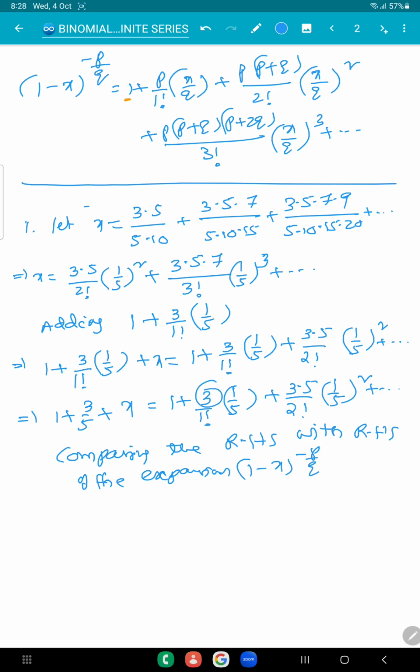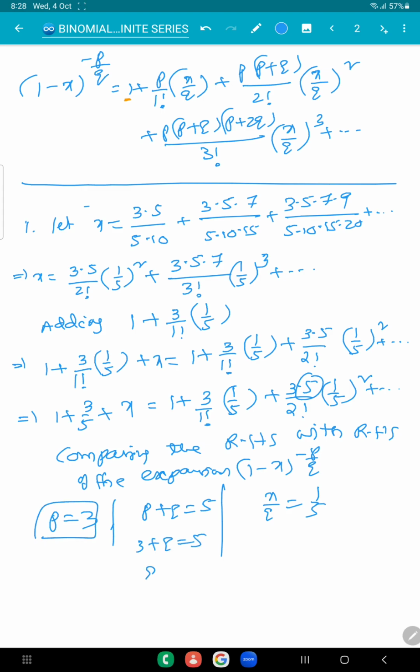What will you get? P is equal to 3. This number 5 is p plus q, so p plus q is equal to 5. What is 1 by 5? 1 by 5 is nothing but x by q. You have to remember that x by q is equal to 1 by 5. So p is equal to 3, and 3 plus q is equal to 5, so q is equal to 2. When q is equal to 2 is substituted, x is equal to 2 by 5.